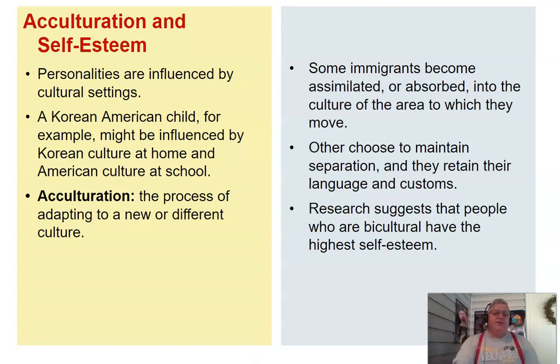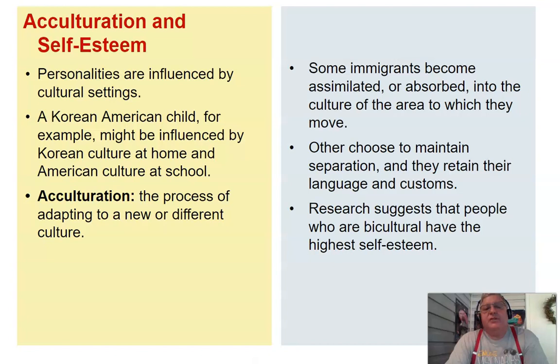Acculturation is the process of adapting to a new or different culture. So those of you who may have moved here from other countries, or have families that have moved here from other countries, probably get a mixture of cultures. You have to adapt to the American way, and then when you're at home, you have whatever your family's background might be, and in this example, Korean.